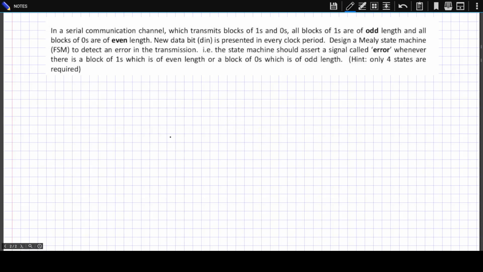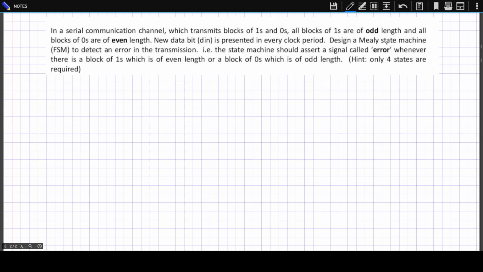This is a very interesting FSM question where we need to build an FSM for a serial communication channel. The question is as follows: in a serial communication channel which transmits blocks of ones and blocks of zeros, all blocks of ones are of odd length and all blocks of zeros are of even length. The new data bit is presented at every clock period.